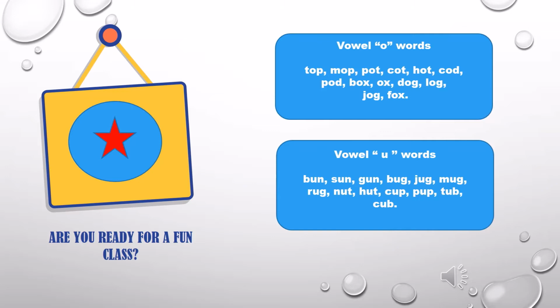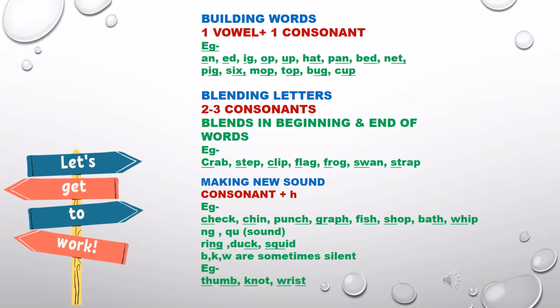many more. The fifth vowel is U, and the words are bun, sun, gun, jug, mug, rug, nut, hut, cup, pup, tub, cub, and many more. Kids, you can build words by including vowel and consonant. Some examples are an, up, hat, pan, bed, net, pig, hop, mop, top, and many more.